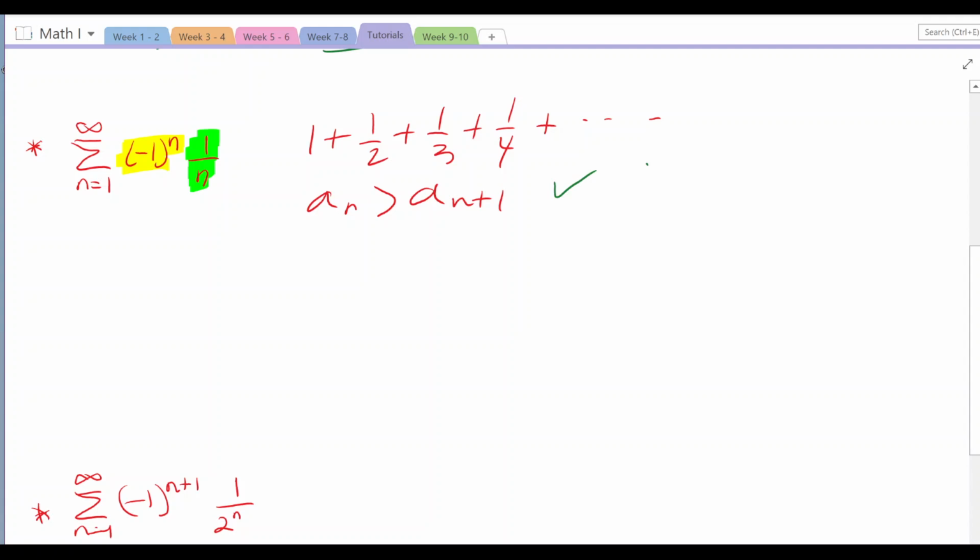And then the second condition, which is the limit. The limit as n approaches infinity of 1 over n, again in this case equals 0. So both conditions are fulfilled.